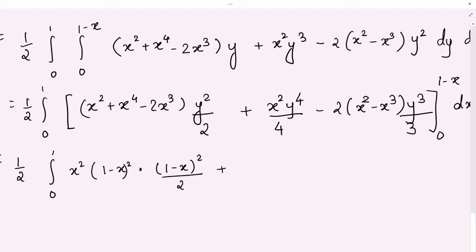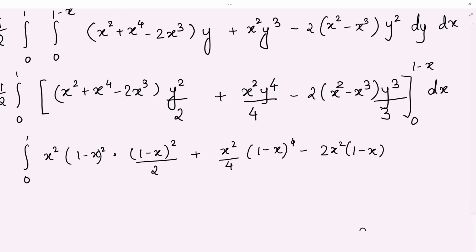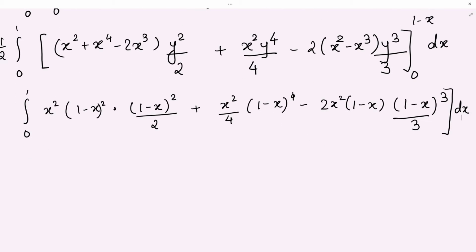Then you have x plus x square, (1 minus x) raised to 4. You can take x square common, and here you have cube. Okay, so I have substituted my upper limit. Now last integration with respect to x.